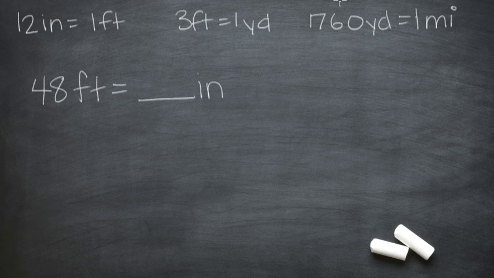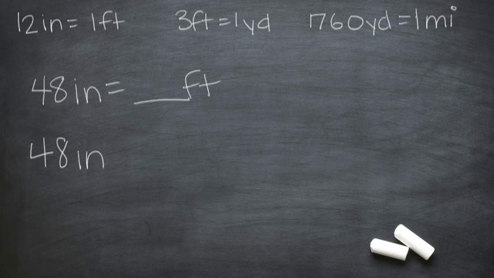So for our first one here, we have 48 feet, and we want to know how many inches that is. Actually, no, wrong way. Sorry, correction, we have 48 inches. We want to know how many feet that is. So we've got 48 inches, and the relationship between feet and inches is that every 12 inches makes 1 foot. So in order to figure this out, we're going to need to divide by 12. So that's 4. So that means that 48 inches is the same as 4 feet.